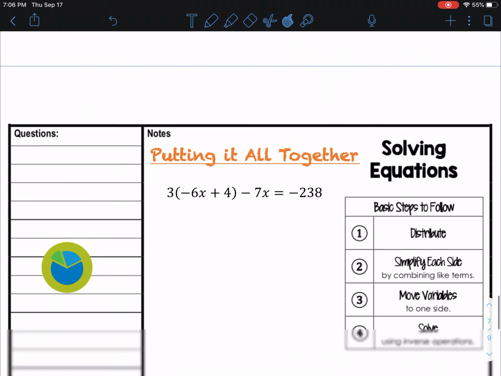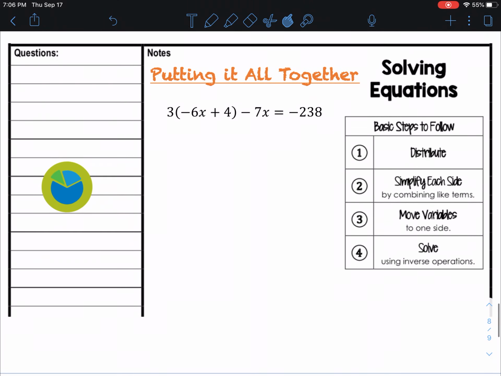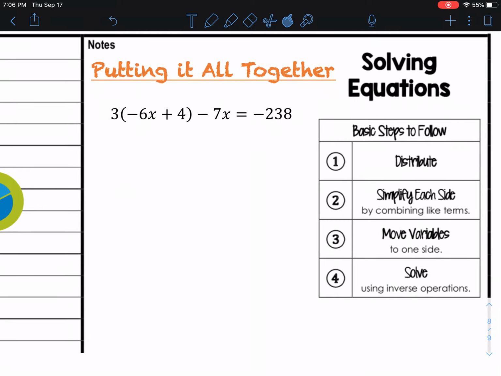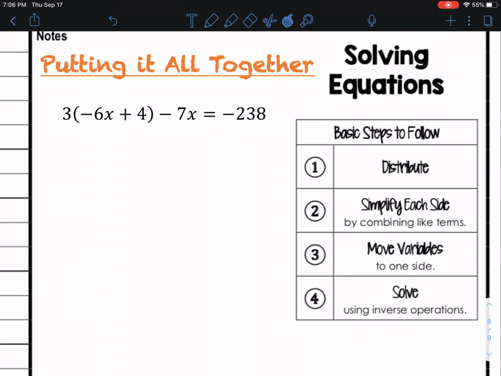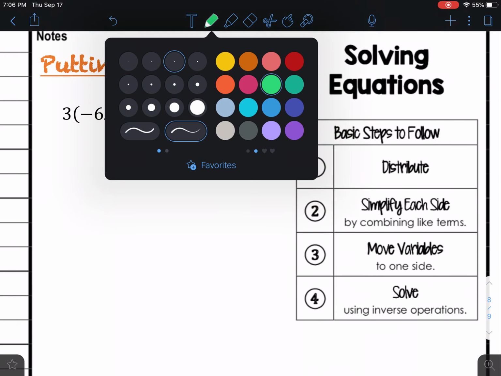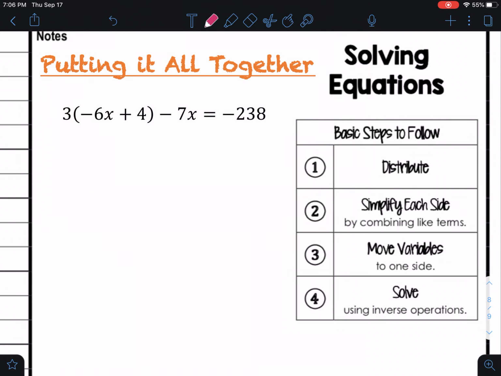Okay. All right, so how do we work this and put this all together? So here is the last problem where it's all the different steps that we're going to see, other than moving variables, which we'll talk about next time. So let's try this problem. All right. So step 1, distribute. Okay, so I get -18x, and then 3 times 4 is +12.